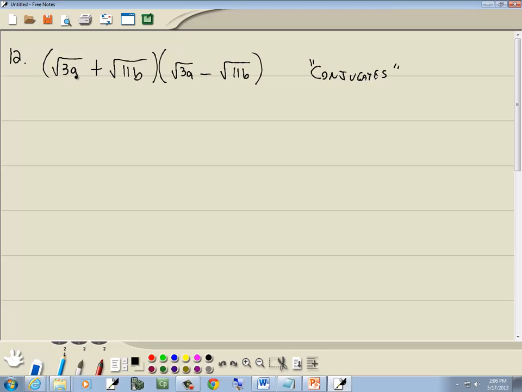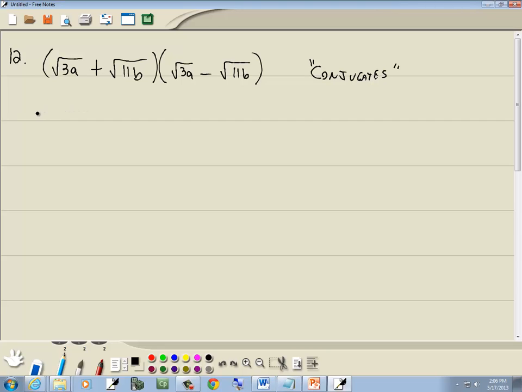See how we have a square root of 3a here, we have a square root of 3a here. They're the same, aren't they? Now let's look at the last parts. Here we got square root of 11b, here we got square root of 11b. See how those are exactly the same. The first parts are exactly the same, the last parts are exactly the same, but the sign in the middle is different. See how this is plus and this is minus?